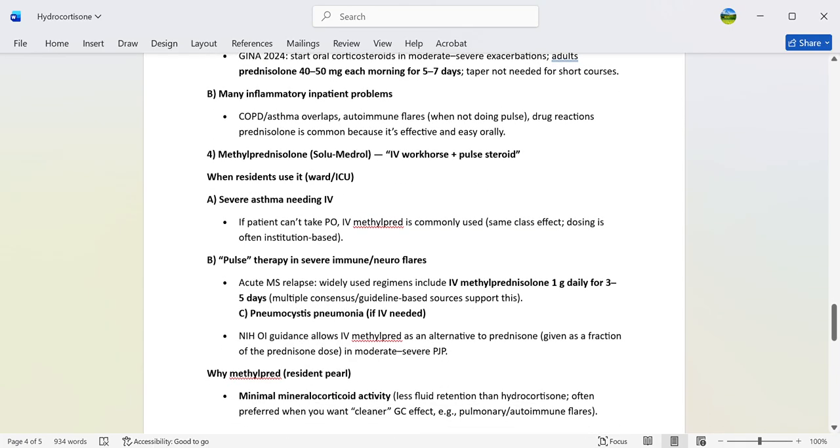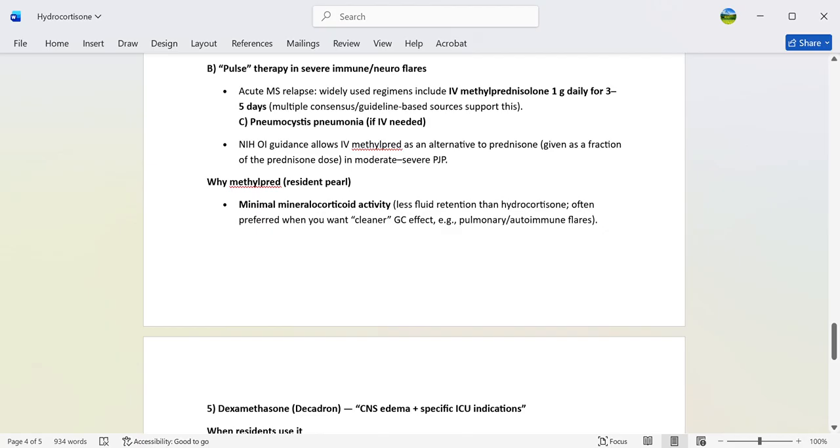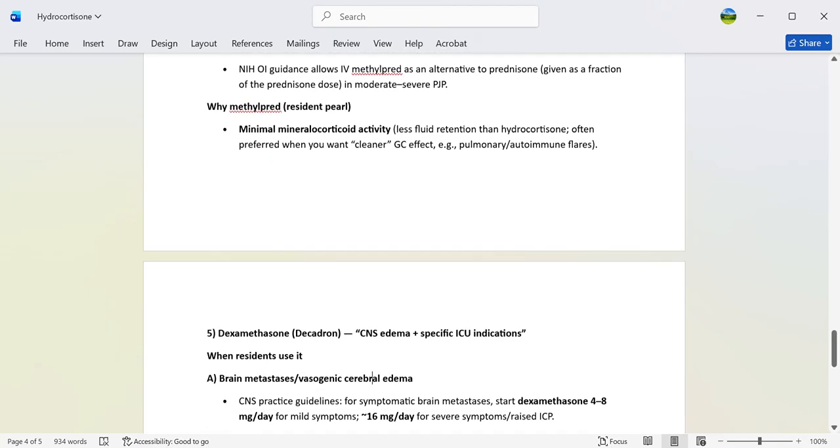Methylprednisolone is in IV form. Its glucocorticoid activity is 5 times higher than its mineralocorticoid activity, and we use it in acute flares of rheumatological disease or even autoimmune conditions, including MS relapse and other conditions, including severe asthma when you need IV medication. Also, in conditions like optic neuritis, we do give IV methylprednisolone.